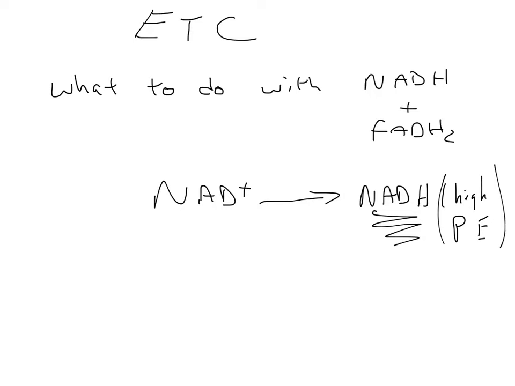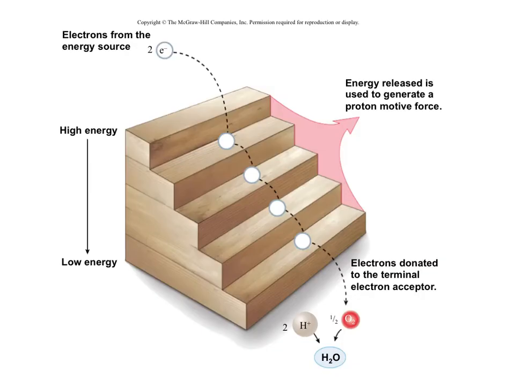We're going to do that by a combination of electron transport and chemiosmosis. So we're going to do electron transport, and then we're going to do something called chemiosmosis. We'll address these issues. So let's look at the electron transport chain.